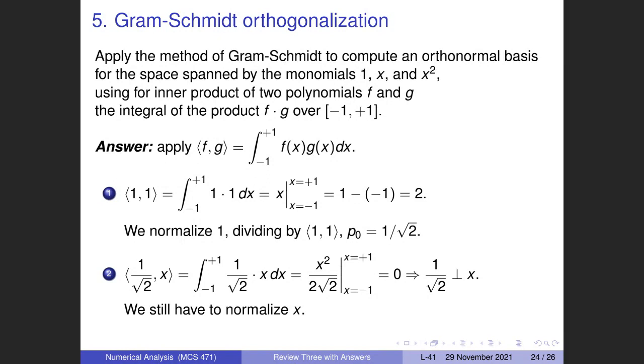So we normalize our basis. Instead of 1, we have 1 over the square root of 2, because that gives us that 1 over square root of 2 has length 1. So this is also then the 2 is the norm squared of 1.